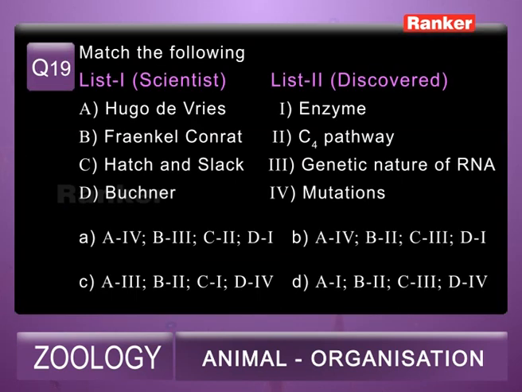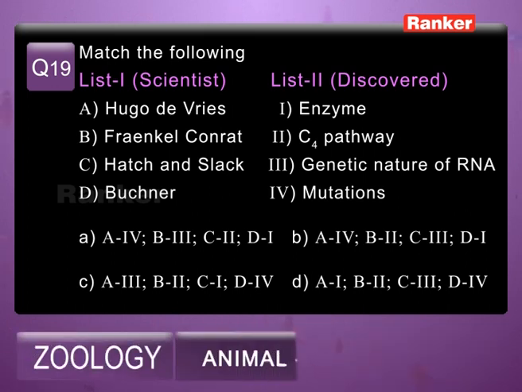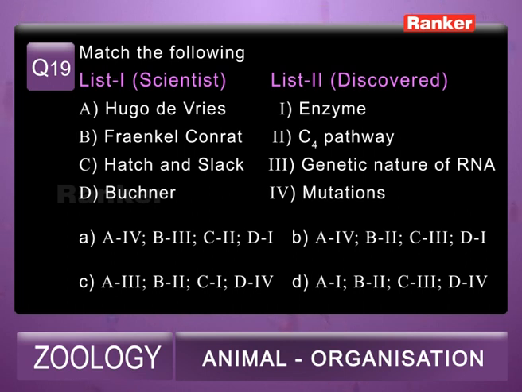Now question number 19 here now. Match the following. We have list 1 and list 2. List 1 is about scientists, list 2 is about discoveries here now. A. Hugo de Vries, B. Fraenkel-Conrat, C. Hatch-Slack, D. Buchner. On the list 2 you have 1. Enzymes, 2. C4 pathway, 3. Genetic nature of RNA, 4. Mutations. Then options are A. A4 B3 C2 D1, B. A4 B2 C3 D1, C. A3 B2 C1 D4, D. A1 B2 C3 and D4. Now we shall try to find the correct answer here now.